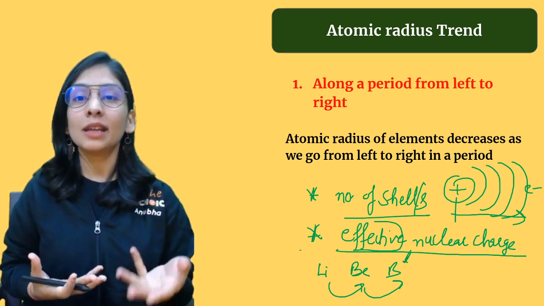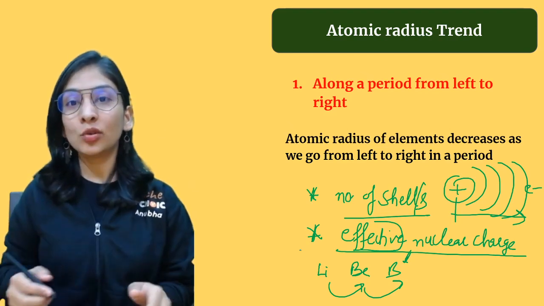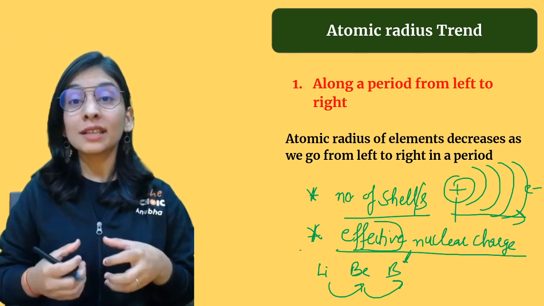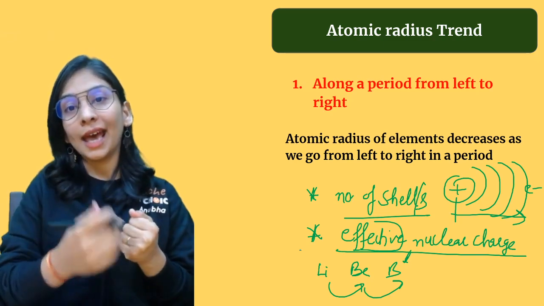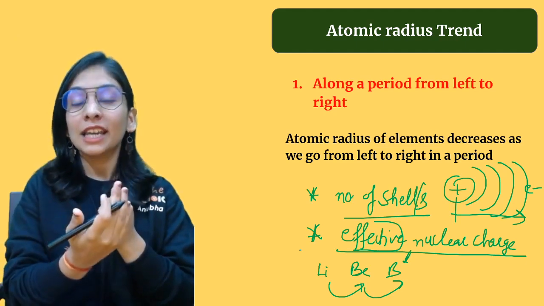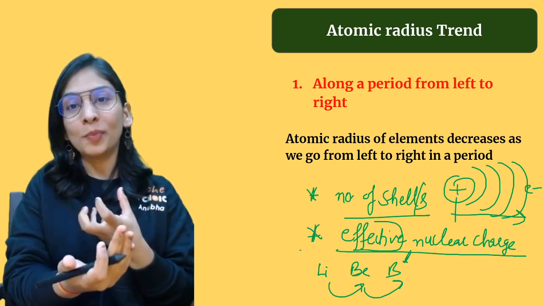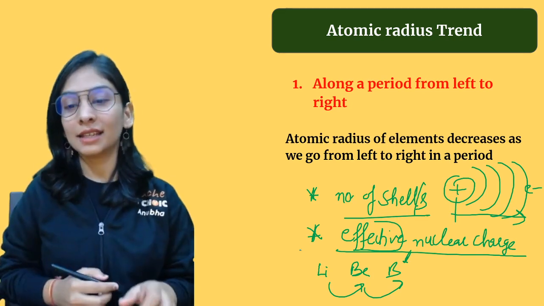Atomic number represents the number of protons, and every time one extra proton comes. So effective nuclear charge increasing means your nucleus is having more and more protons, becoming stronger and stronger. And you know that opposites attract, so positive can attract negative. So your nucleus, being more powerful, can attract electrons, can attract negative charge, and then size decreases.